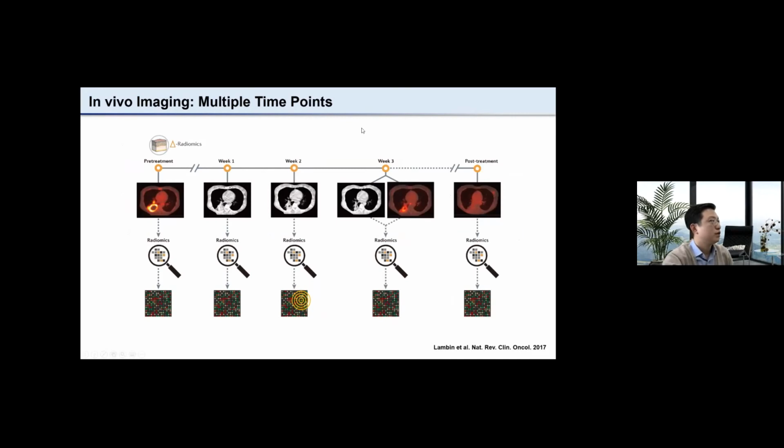And also the in vivo imaging method is very useful for multiple time point evaluation, because biopsy is an invasive procedure. So we cannot perform that at multiple time points. So typically we do that during the staging, and after that it is hard to perform another biopsy during the treatment course.